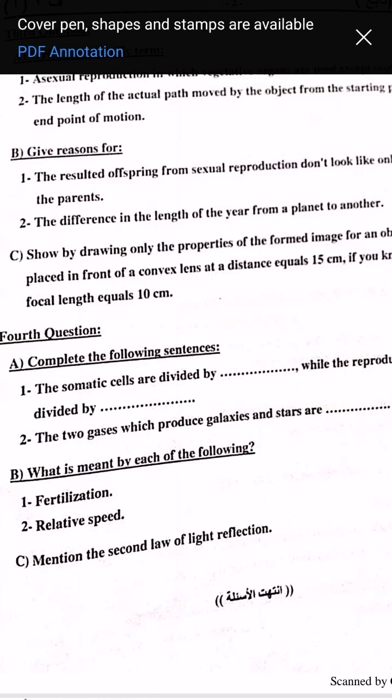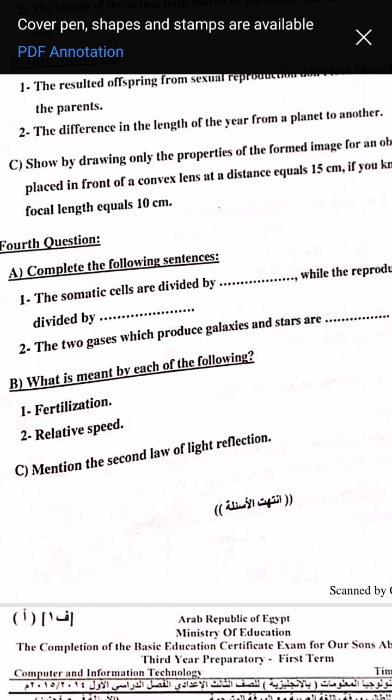After C. Fourth question, complete the following sentences. The somatic cells are divided by blank while the reproductive cells are divided by blank. The answer is the somatic cells divide by mitotic cell division or mitosis, while reproductive cells divide by meiosis or meiotic cell division. Number 2, the two gases which produce galaxies and stars are blank and blank. The answer is hydrogen and helium. We know the two gases are formed after the Big Bang by ratio 75 hydrogen and 25 helium.